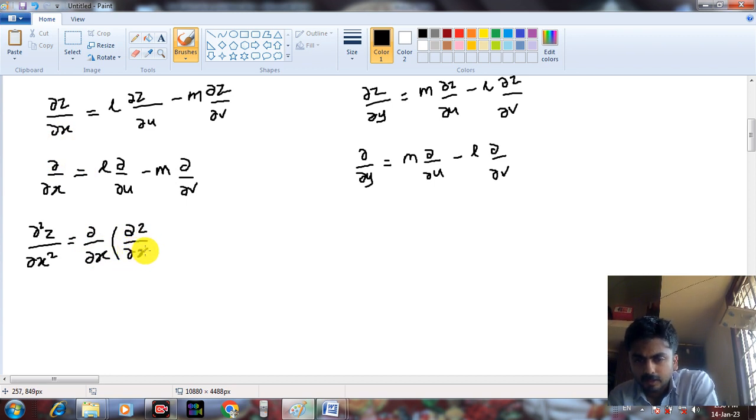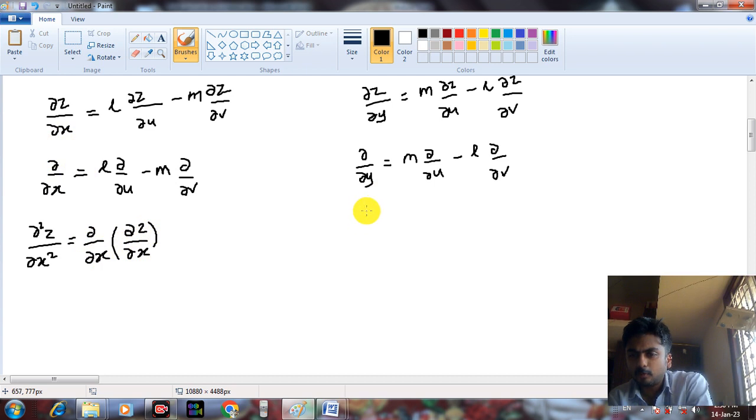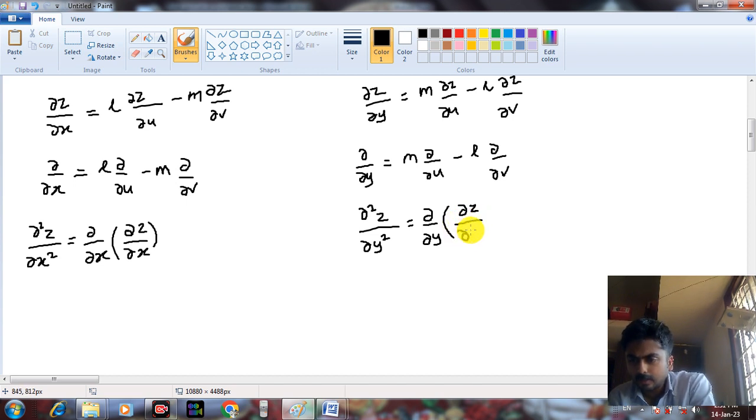Okay, ∂z/∂x plus, here I am going to find ∂²z/∂y², that is equal to ∂/∂y of ∂z/∂y. Okay, so now I am going to multiply these two.